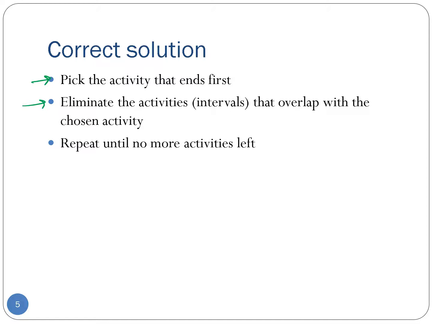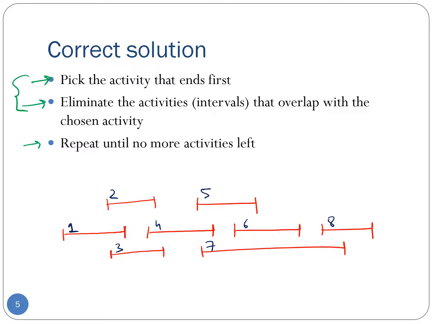And after this, we simply repeat the first two steps on all the remaining activities until there are no more activities left. So here is an example to illustrate the working of this algorithm. Of all these activities, activity 1 is the one that ends first. All other activities are ending after this point. So we select activity 1.